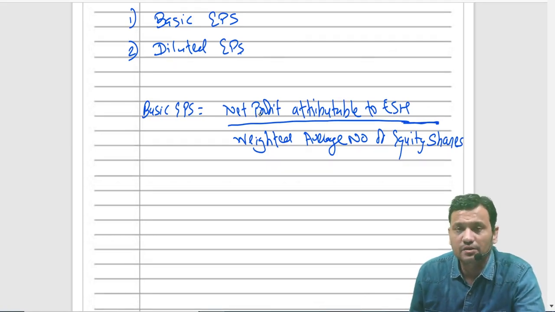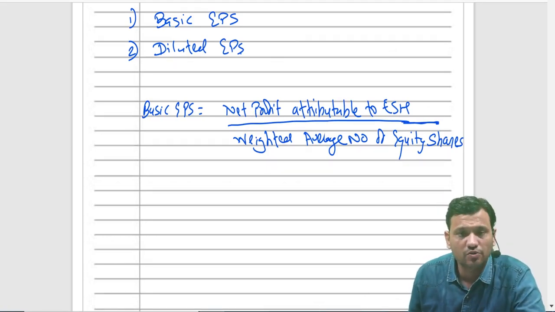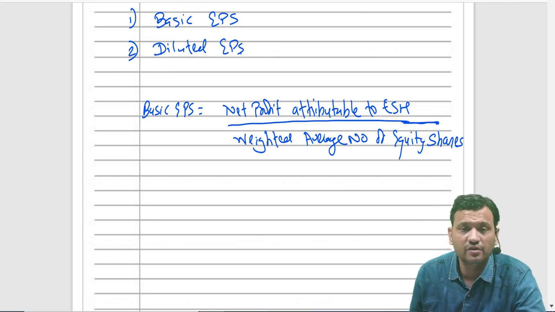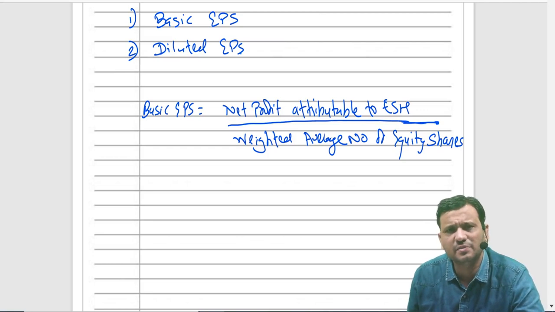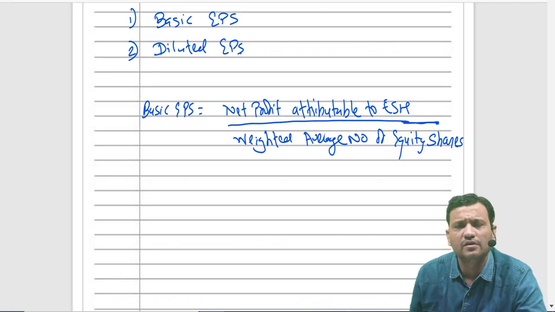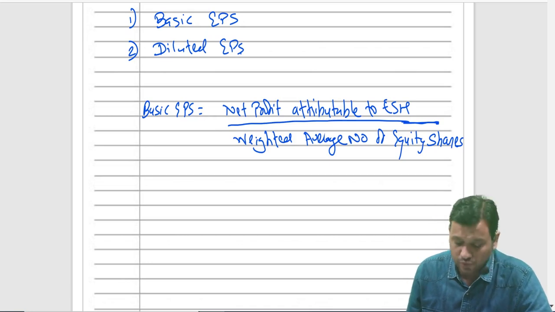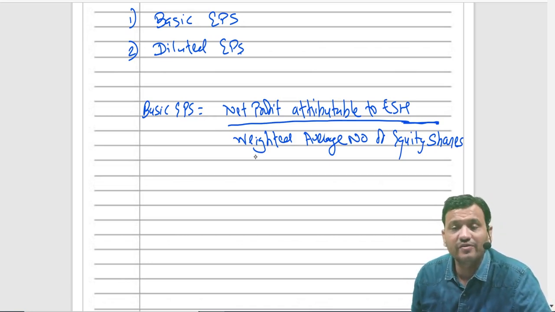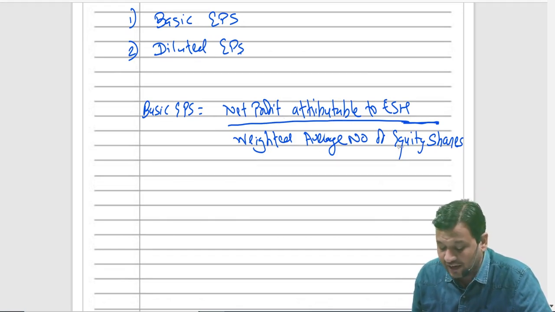The numerator is nothing but the profit which belongs to the equity shareholders after deducting all incomes, expenses, and adjustments done as per AS 5. Then take the adjustment of deferred tax and current tax as per AS 22. And of course, the preference dividend. Then what we get is net profit attributable to equity shareholders. This is divided by the weighted average number of equity shares.